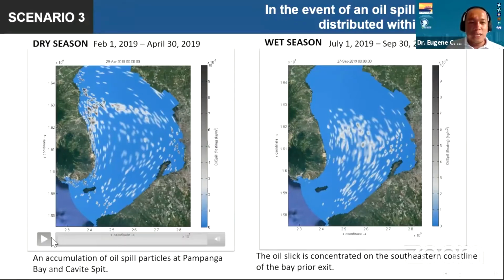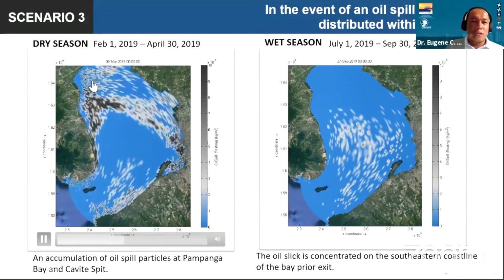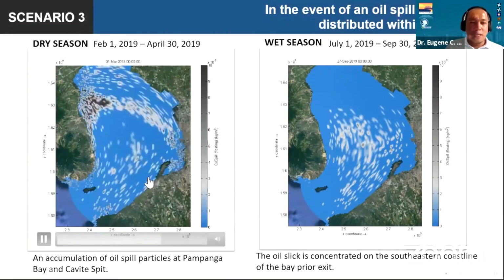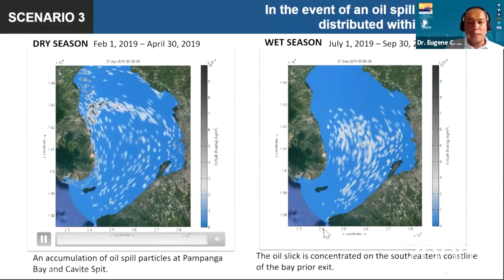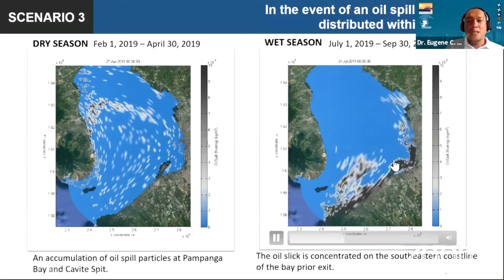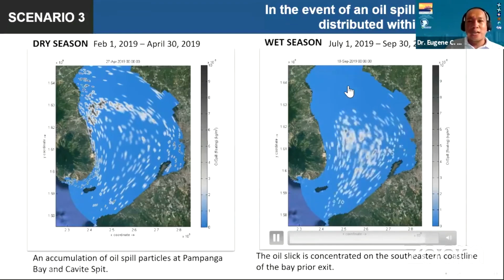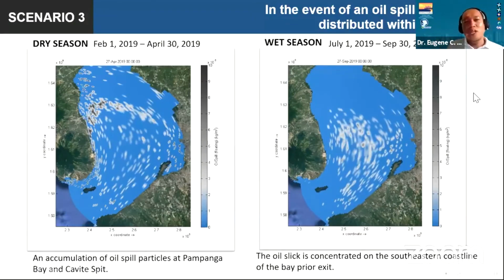So this is the condition during the dry season. As you can see here, much of the slick is distributed both at the northwestern shore and at the southeastern shore, distributed all over the bay. But during the wet season, much of the slick is concentrated on the Cavite shoreline. So it did not even reach the Pampanga Bay. So for any cleanup operation, may it be oil slick or oil spill or probably any pollutant, depending on the time, we can actually target where to focus first for an effective cleanup operation.